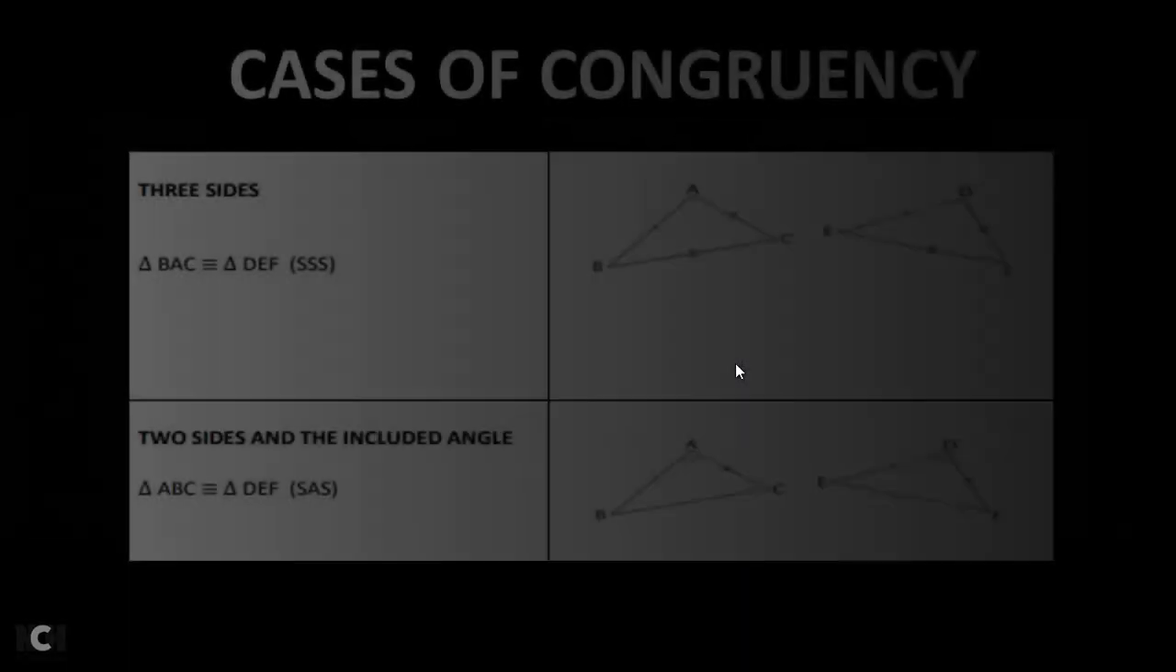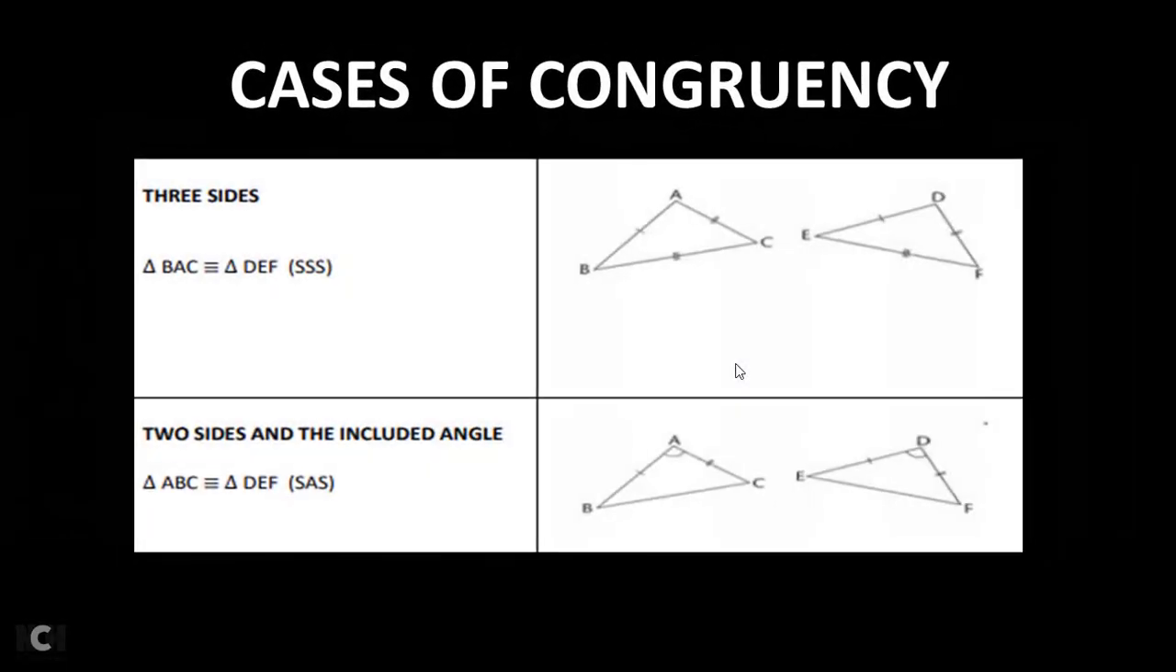Now we're going to talk about 4 cases of congruence. The question is, when will you know that shapes, especially triangles, are congruent to each other? Here we are talking about triangles. The first case is when we have 3 corresponding sides which are equal to each other. So this is the first case: side, side, side.